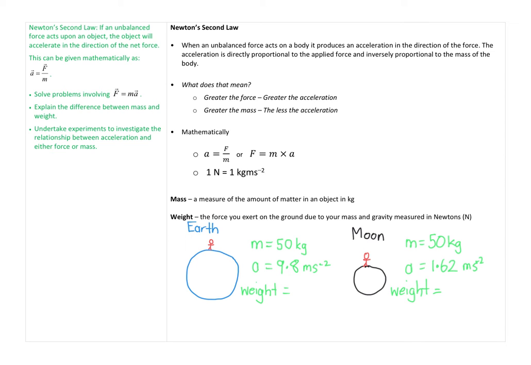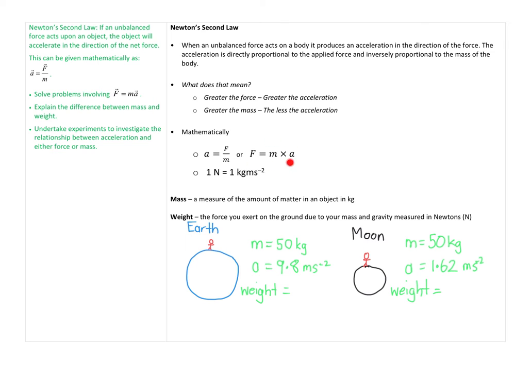So mathematically, we can say that acceleration is proportional to the force. So as the force gets bigger, the acceleration gets bigger. So that is the numerator in our equation. And as the mass gets bigger, the acceleration gets smaller. So the mass here is the denominator. As this number gets bigger, this number will get smaller.